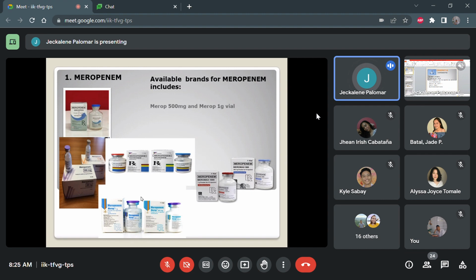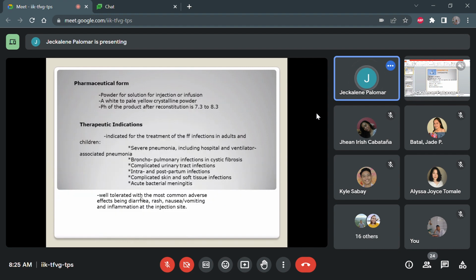The available brands are the following: Mero 500, Mero 1 gram, Meronem 500, Meronem 1 gram, Groovy Pen 1 gram, Meromax 500 and 1 gram, and then Natronem. So the pharmaceutical form of meropenem is a powder for solution for injection or infusion. It is a white to pale yellow crystalline powder. The pH of the product after reconstitution is 7.3 to 8.3.